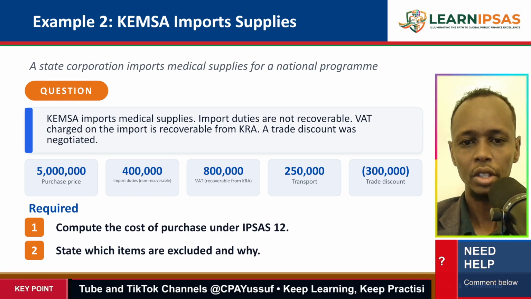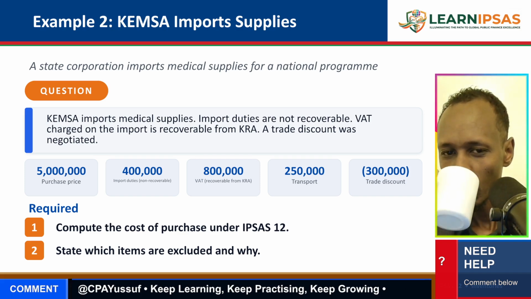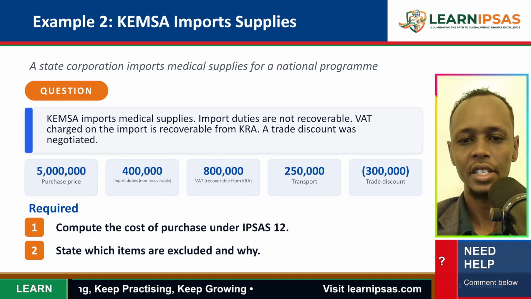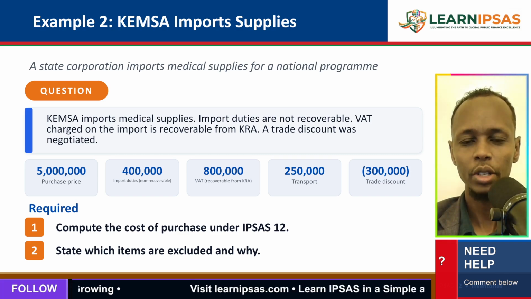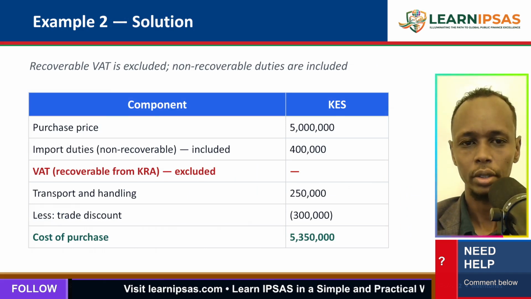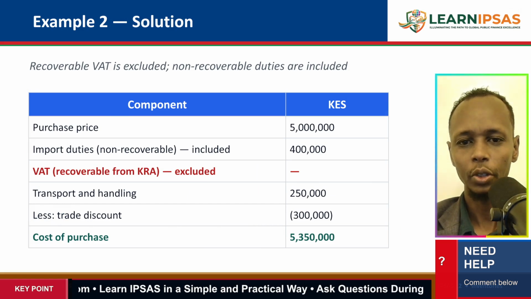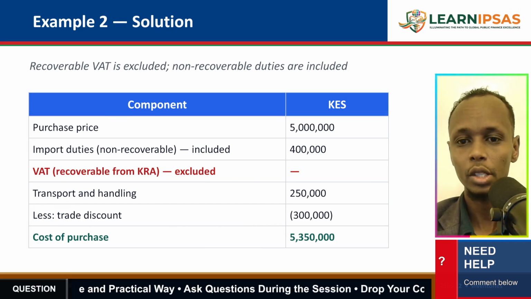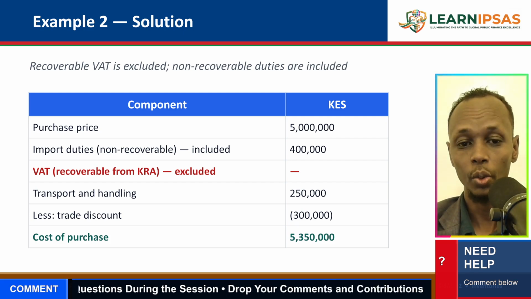Required. Compute the cost of purchase under IPSAS 12. Then state which items are excluded and why. So this is the solution. Purchase price is 5 million, we include. Import duties of 400,000, we include. VAT recoverable from KRA, we exclude since it is recoverable. Transport and handling of 250,000, we include.